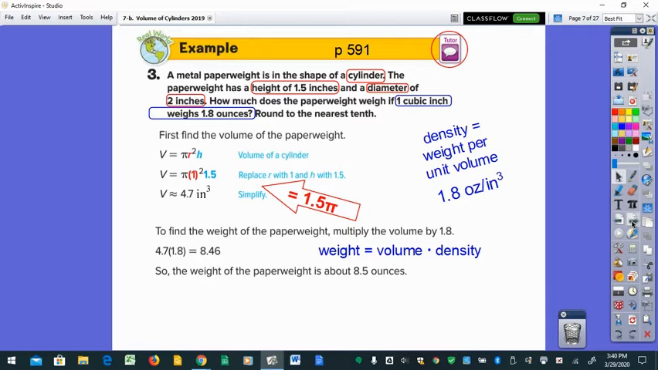So there's one last problem I want to talk to you about before I let you go to practice on your own. But we can take the volume one step further and get a weight. And the way we do that is we still calculate the volume of the cylinder. And then at the very end, we're going to have to do one more step, and you'll see that in just a second.